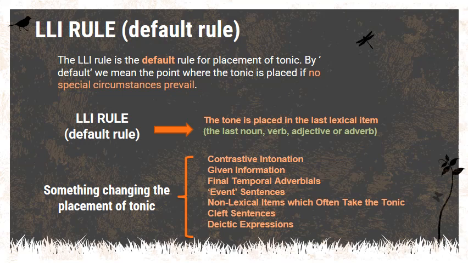And what we will talk about in this subchapter is something that changes the placement of the tonic. They are contrastive intonation, given information, final temporal adverbials, echo sentences, non-lexical items which often take the tonic, cleft sentences, deictic and anaphoric expressions.